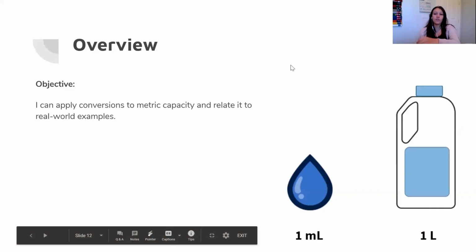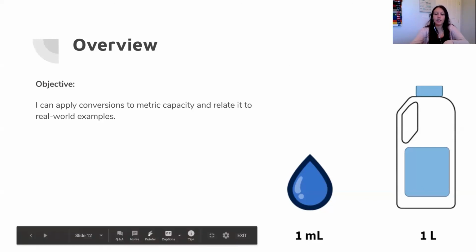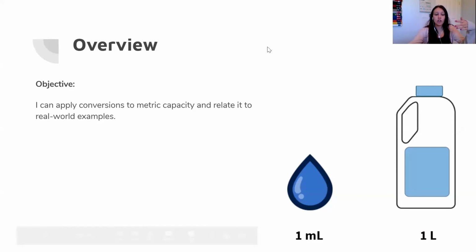And here's our overview for today. So our objective was, I can apply conversions to metric capacity and relate it to real-world examples. We did that, right? We talked about a milliliter versus a liter, and we also have this graphic here for extra help, and that way we can look at it again. And then we also did fill in the blanks with the bond problems, and we did word problems. We talked about coaches bringing water to a game and a little boy bringing some soda to a birthday party. So overall, I think that we met this objective today, and you guys did a super wonderful job.